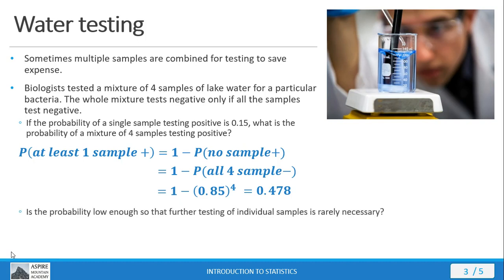The next question is, is the probability low enough so that further testing of individual samples is really necessary? I'll give you a moment to come up with your answer. Well, I hope you said, no, the probability is not low. 47% is almost half. That's huge. So this is no small probability here. So yeah, you're going to need further testing.